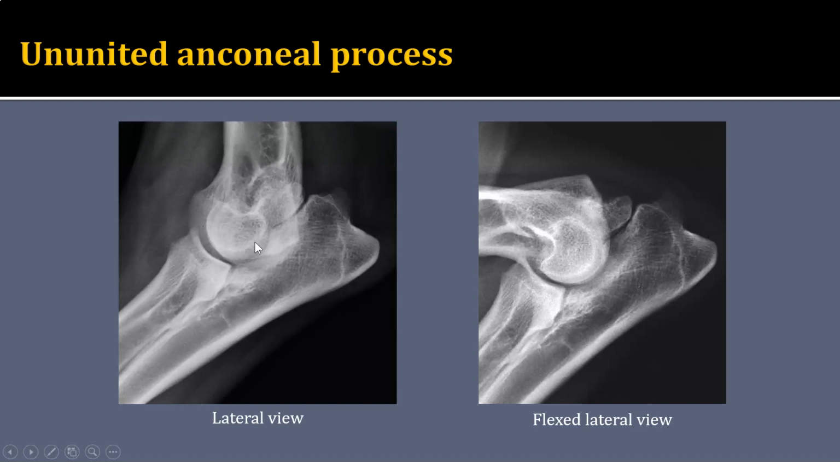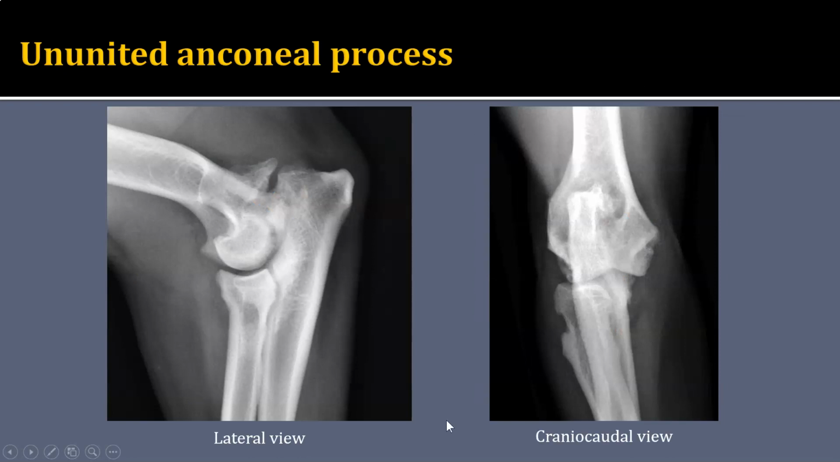Now, this patient also has some incongruency of the humeroradial joint here. So the cranial part of the joint is wider than the caudal part. And so that is just some elbow incongruency that can be seen with some of these elbow dysplasia problems. This patient looks like it has a normal contour of the medial coronoid process.